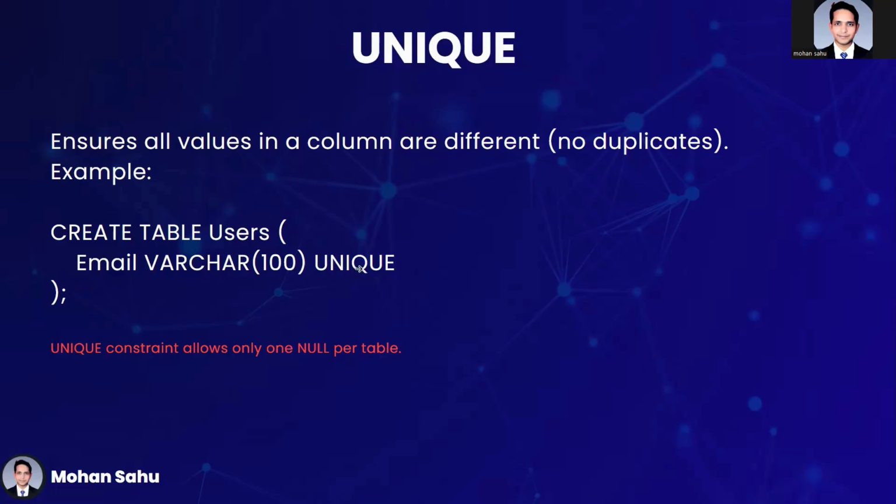If you are inserting an email ID, for example abc@abc.com, and you insert the same value again, it will give you an error because we have a unique constraint. But there is one thing about the unique constraint: it allows only one null per table.